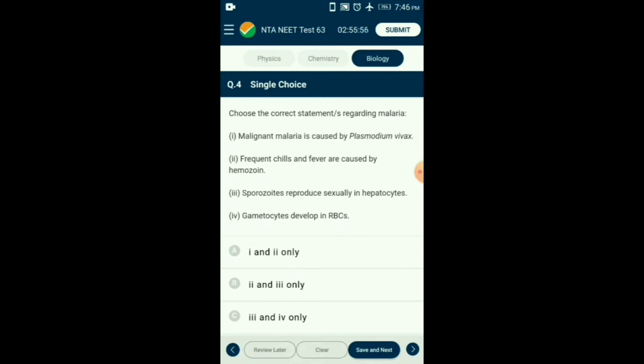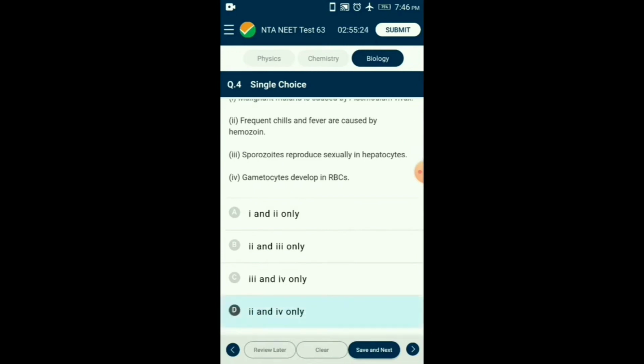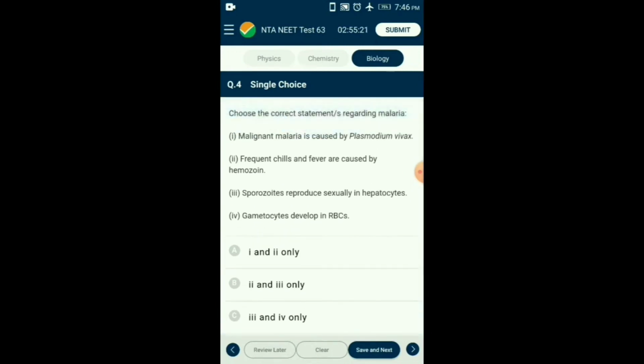In Plasmodium, the sexual stages are produced in humans, but fertilization takes place in the stomach of mosquito. In hepatocytes, asexual reproduction takes place through schizogony. Sexual stage, that is gametocytes, develops in RBC of humans. So the answer for this question is option D. From the given 4 statements, statements 2 and 4 only are correctly given about malaria.